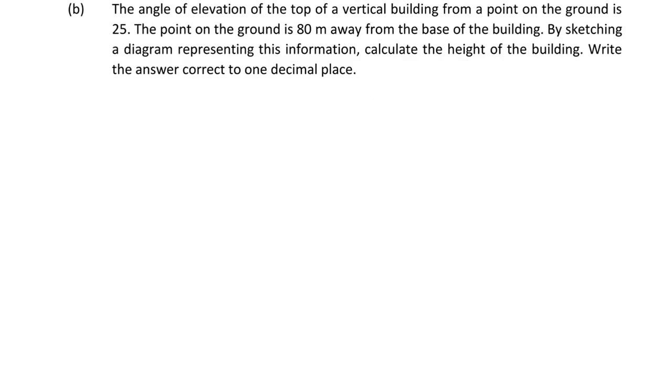Part B of the question, the angle of elevation of the top of the vertical building from a point on the ground is 25 degrees. The point on the ground is 80 meters away from the base of the building. By sketching a diagram, we are supposed to represent this information, and also we are supposed to calculate the height of the building. And also we are supposed to write the answer correctly to one decimal place.